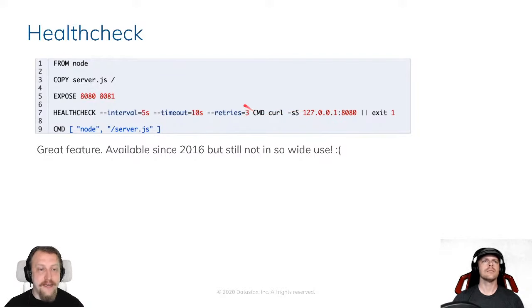And then finally, we may define intervals, timeouts, and retries. The interval default is more or less suitable, but the timeout default is 30 seconds, which is definitely too much from my point of view. So most probably you will need to decrease the timeout. If your application is not able to respond within 10 seconds, I guess it's dead.